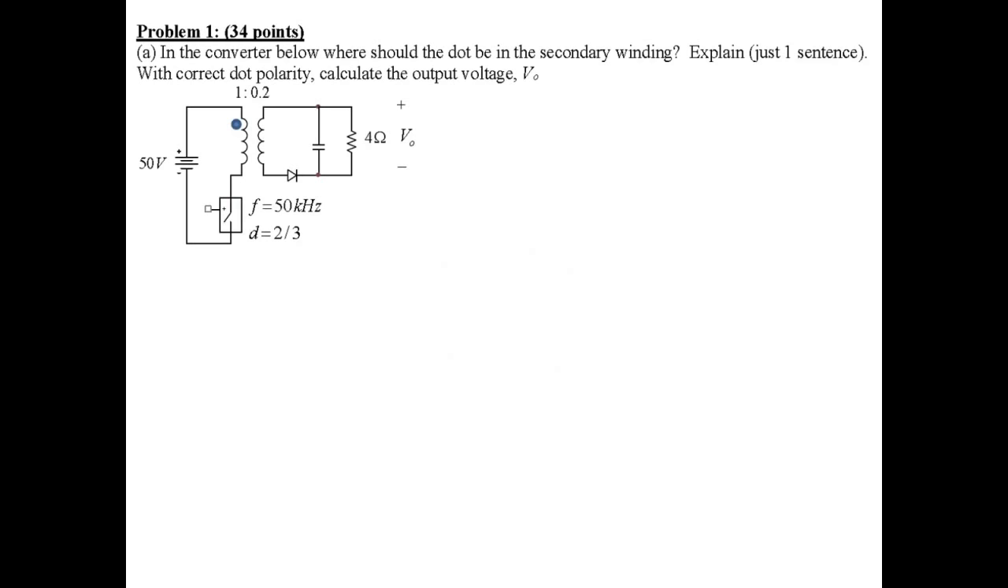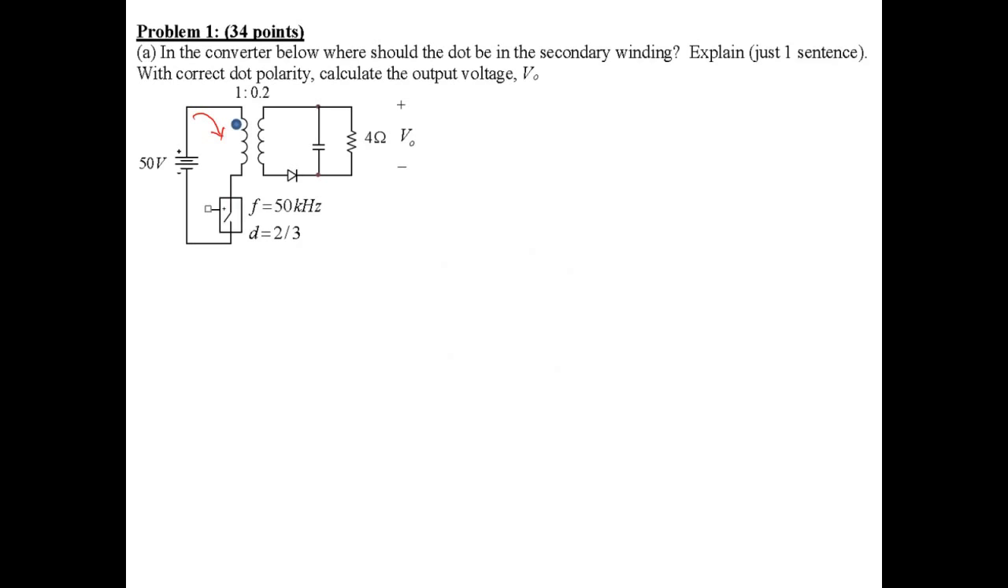So we need to determine where the dot should be placed on the secondary for the given operating conditions. When the switch is on, the current enters the dot on the primary side winding, and therefore when the switch is turned off, we need a current that continues to enter a dot on the secondary side.